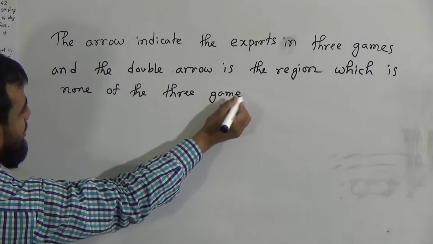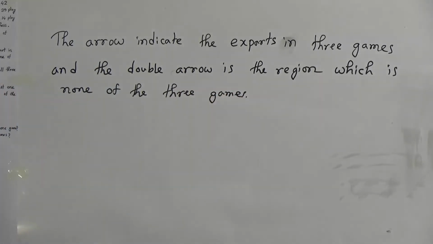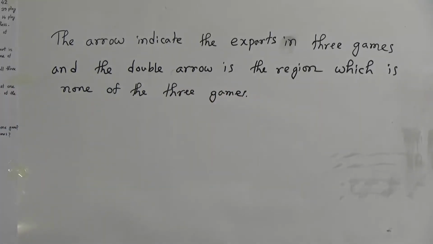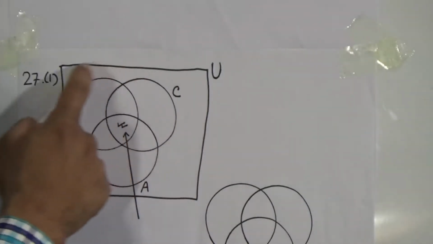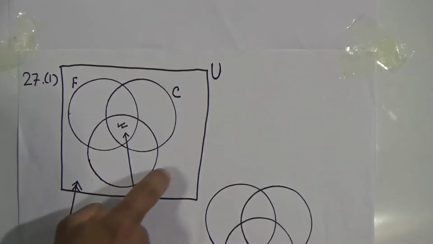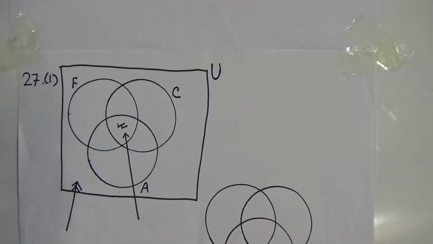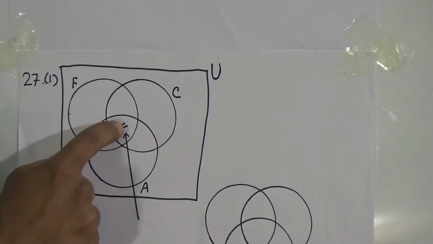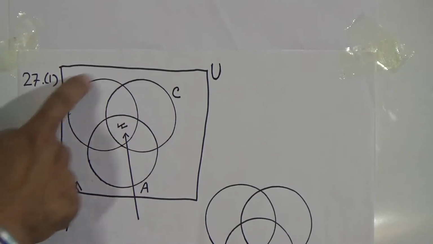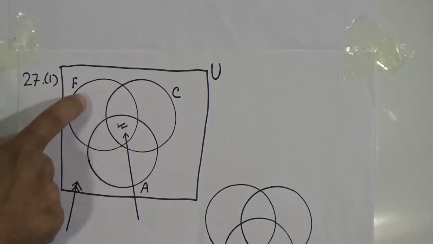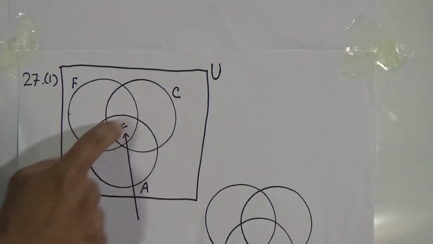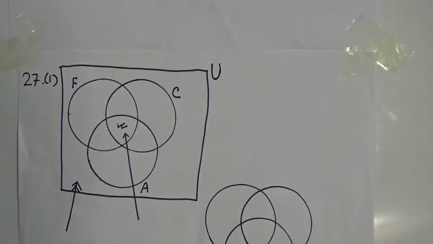Games. That means this portion. Look at this figure very carefully. In this portion, now students remain. That means in here, the students who remain are not expert in any of these 3 games. And the students who belong to this region are expert in all of these 3 games. That means they are expert in football, cricket, and chess. Okay, I think you have understood now.